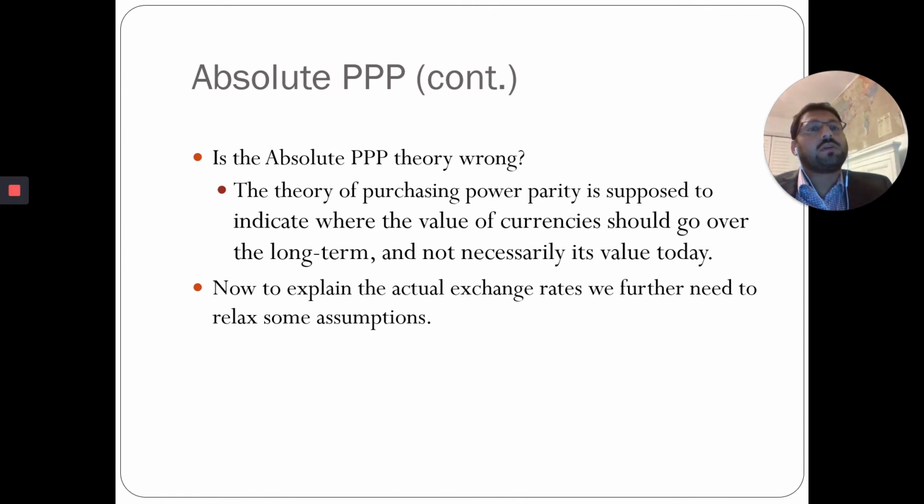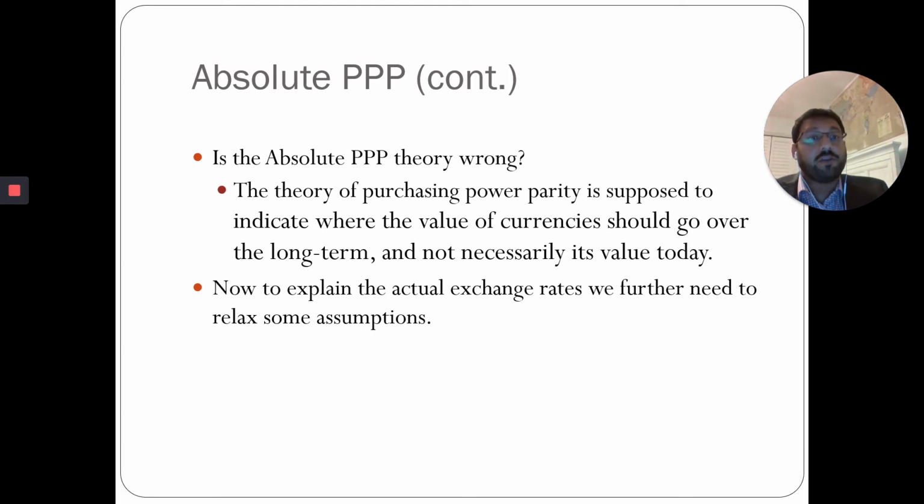So we need to relax some further assumptions. In the long run, the theory gives us a hint about where the prices of these two currencies will move: the US dollar will decrease in value and the yuan will increase in value, but it is not able to predict today's prices. So when we relax further assumptions, we come to another theory called relative purchasing power parity, and it involves the inflation differential.